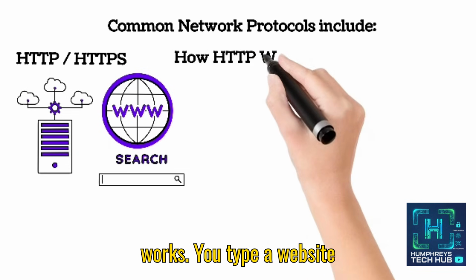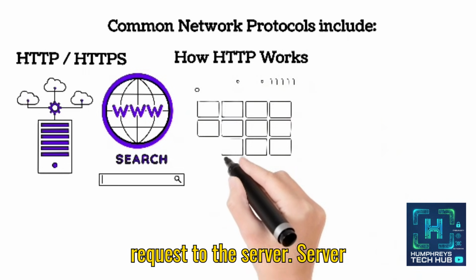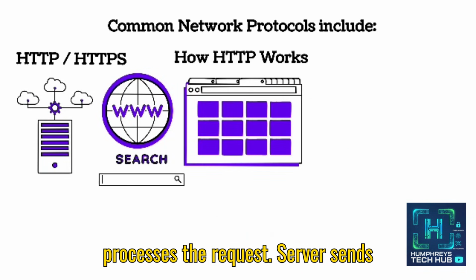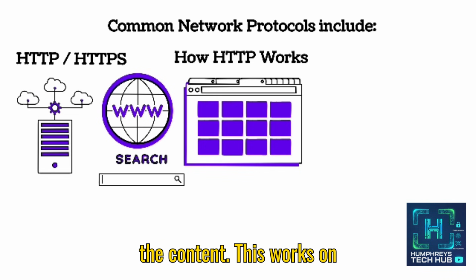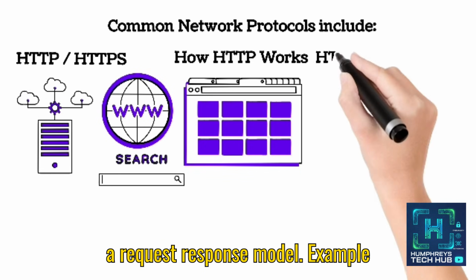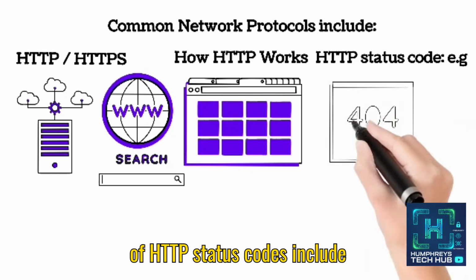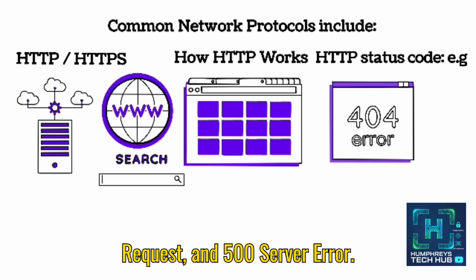How HTTP works. You type a website URL. The browser sends an HTTP request to the server. The server processes the request and sends an HTTP response. The browser displays the content. This works on a request-response model. Examples of HTTP status codes include 404 not found, 400 bad request, and 500 server error.